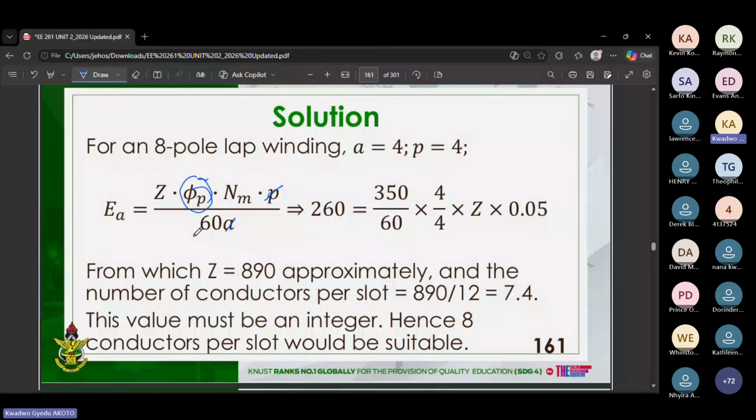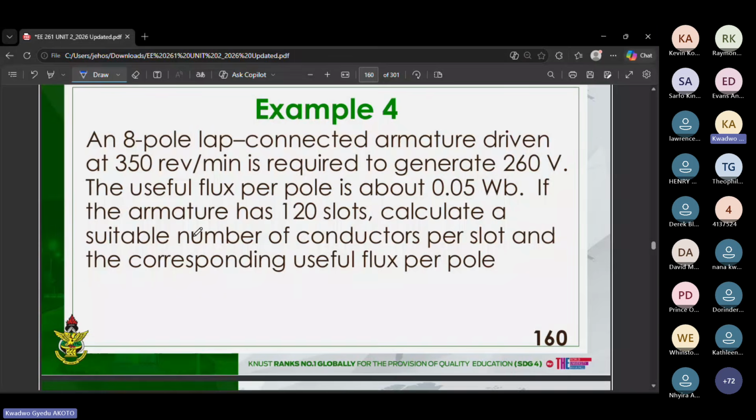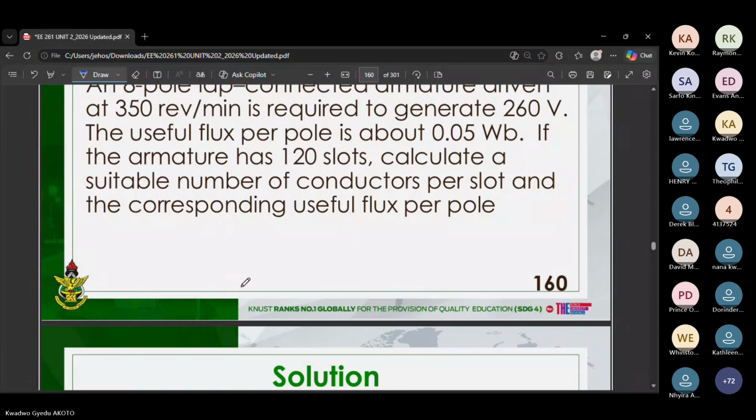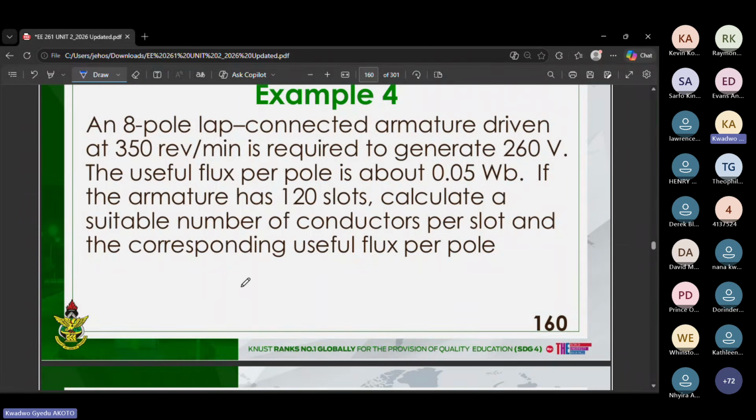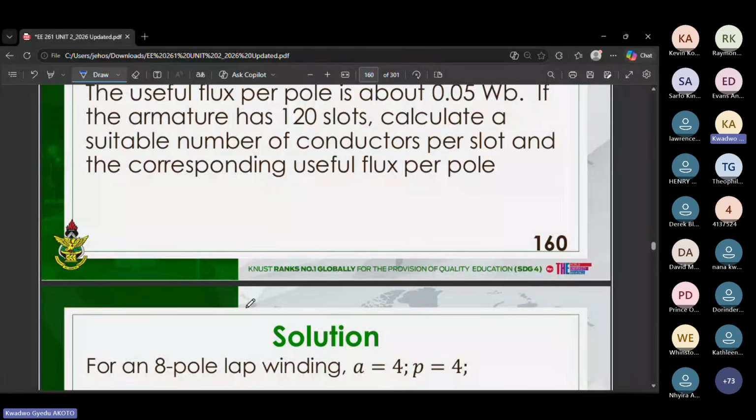An 8-pole lap connected armature driven at 350 revolutions per minute is required to generate 260 volts. The useful flux per pole is about 0.05 Weber. If the armature has 120 slots, calculate the suitable number of conductors per slot and corresponding useful flux per pole.